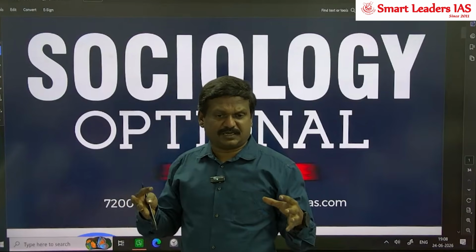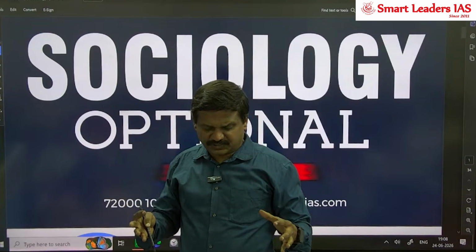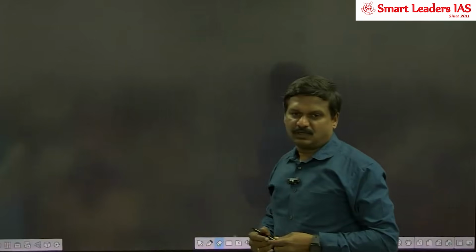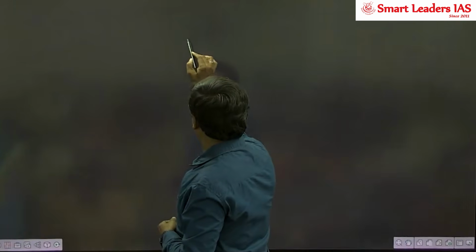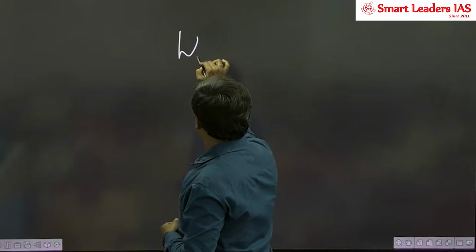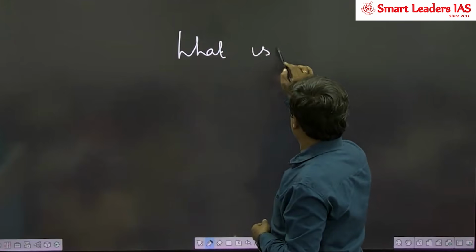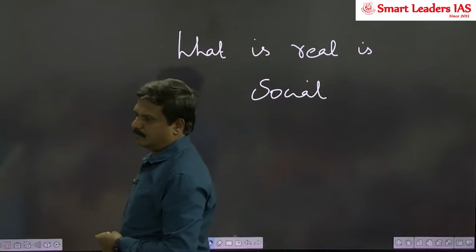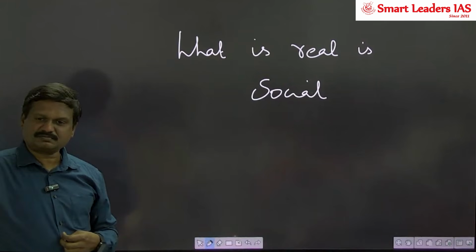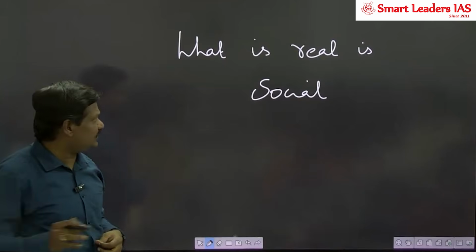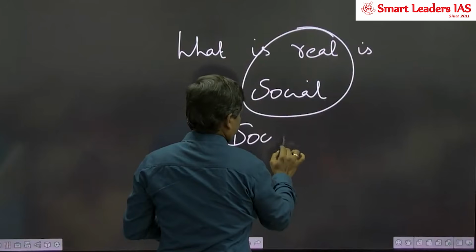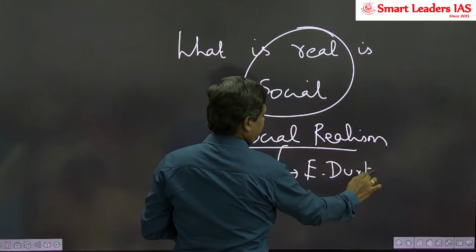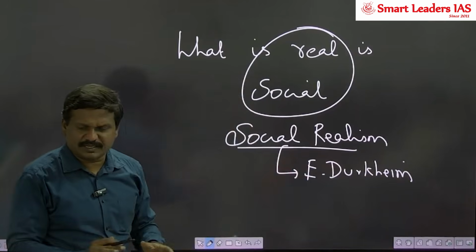So that is why I said sociology tells you that there are certain invisible forces which operate on you, and everybody follows this invisible force. That is why one sociologist, Emile Durkheim, says that what is real is social. Social realism. So there is nothing called real without social.